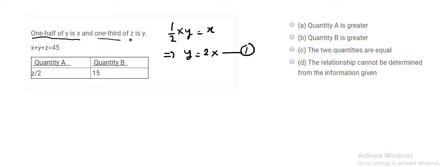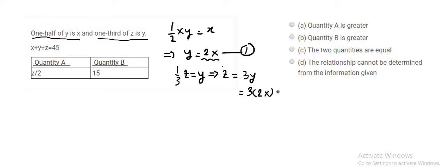The second piece of information is 1/3 of z is y. So we can write that z is equal to 3y, or since we also know that y equals 2x, we can replace this value here and find that z equals 6x. So now at this point we know all the relationships in terms of x.